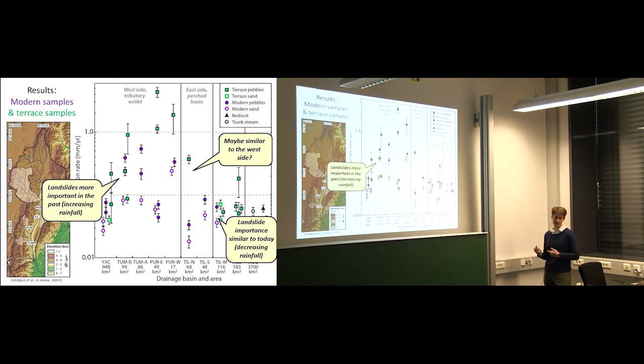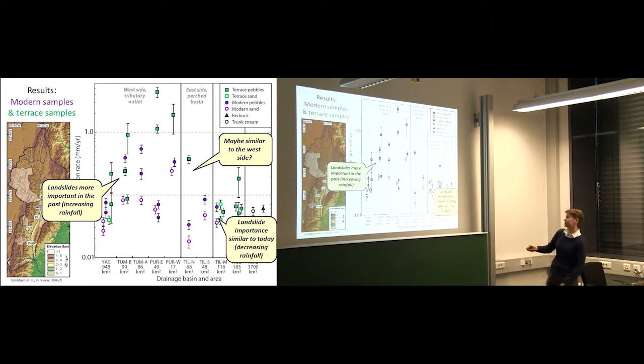So what that would suggest, from the same argument that I used before, is that at the time those terraces were aggrading, there were a similar number of landslides in the past compared to today. All right, so we'll just say that. And remember, on that side of the valley, the terraces were actually aggrading during times of decreasing rainfall.